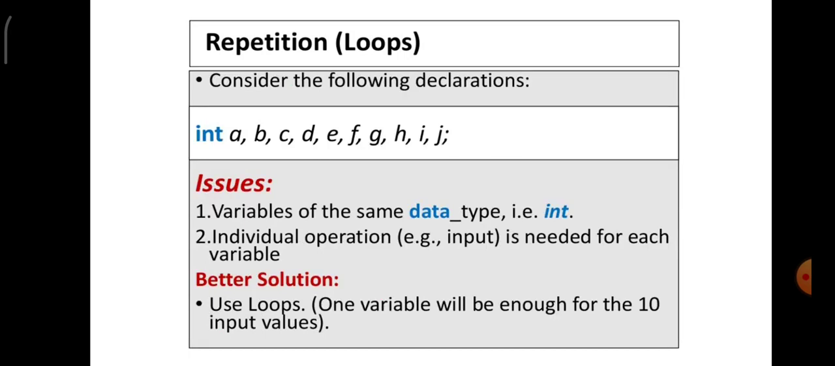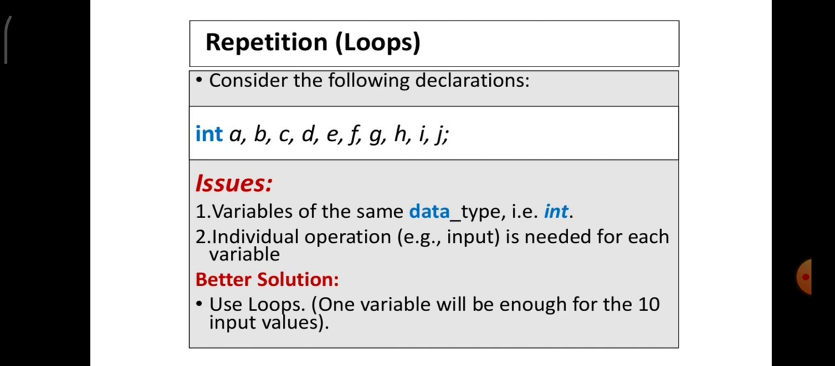Now repetitive loops, consider the following declaration. The integers a to j we have declared. So what are the issues? Number 1, variables of the same data type, that is integer. Number 2, individual operation, that is, for example, input is needed for each variable. Every time you have to prompt the user to give the input.